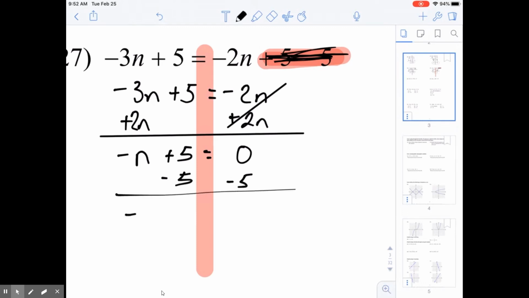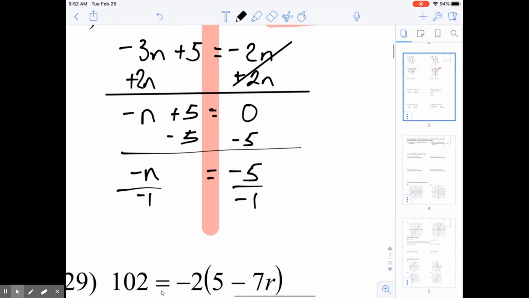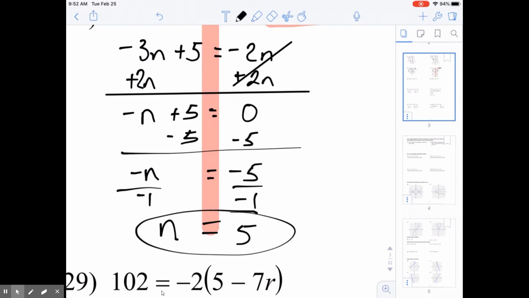We're going to be left with negative n is equal to negative 5. And then we're going to divide both sides by negative 1, because even though it just says negative n, there's always a 1 there. And so a negative divided by a negative is positive. We're left with simply just n. And a negative divided by a negative is positive, so we're left with n is equal to 5. And that is your final answer.